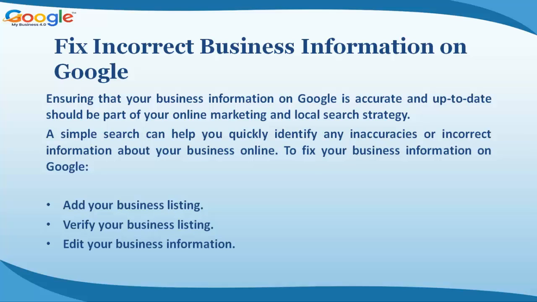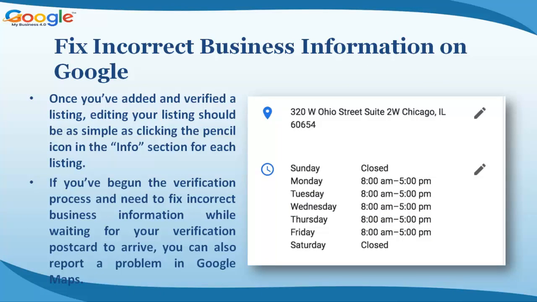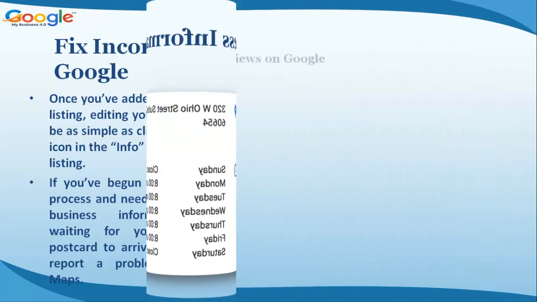To fix your business information on Google, add your business listing, verify your business, and edit your business information. Once you've added and verified a listing, editing your listing should be as simple as clicking the pencil icon in the info section for each listing. If you've begun the verification process and need to fix incorrect business information while waiting for your verification postcard to arrive, you can also report a problem in Google Maps.